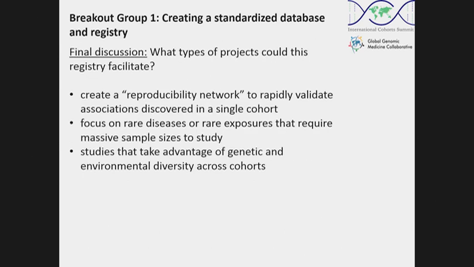The final discussion was around the types of projects that such a registry could facilitate. And obviously these projects will differ depending on the exact scale and ambition of such a registry. One point that got a lot of enthusiasm from the group was the idea of building a reproducibility network, given the NIH's and other funding organisations' current focus on reproducibility. This resonated strongly, and here the idea was that if an association was discovered in a specific cohort, this registry could very easily facilitate the process of identifying other cohorts that could quickly and easily reproduce that particular finding before it moves forward to further follow-up studies.